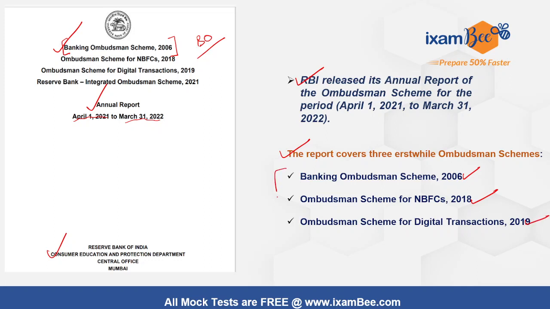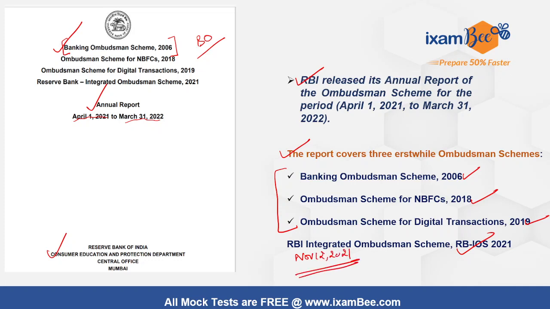All these three schemes have been integrated to be called the RBI Integrated Ombudsman Scheme 2021, which was launched by Prime Minister Mr. Narendra Modi on November 12, 2021. And the grounds of complaints were broadened to include all complaints involving deficiency in services. So all these three schemes have been brought under the ambit of the Integrated Ombudsman Scheme 2021.